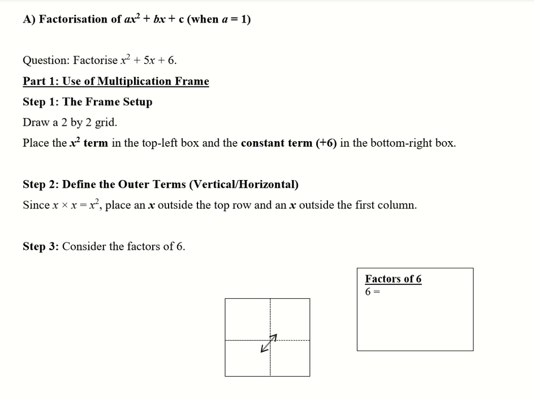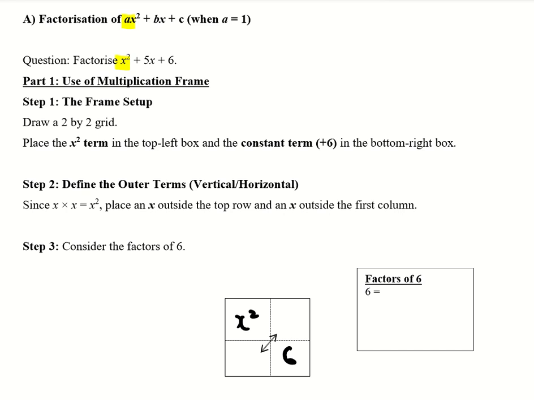Alright, over here we're going to learn how to factorize quadratic expressions of the form ax squared plus bx plus c when the coefficient of x squared, a, is equal to 1. So once we have the frame, we will place the x squared term on the top left and the constant term plus 6 in the bottom right.